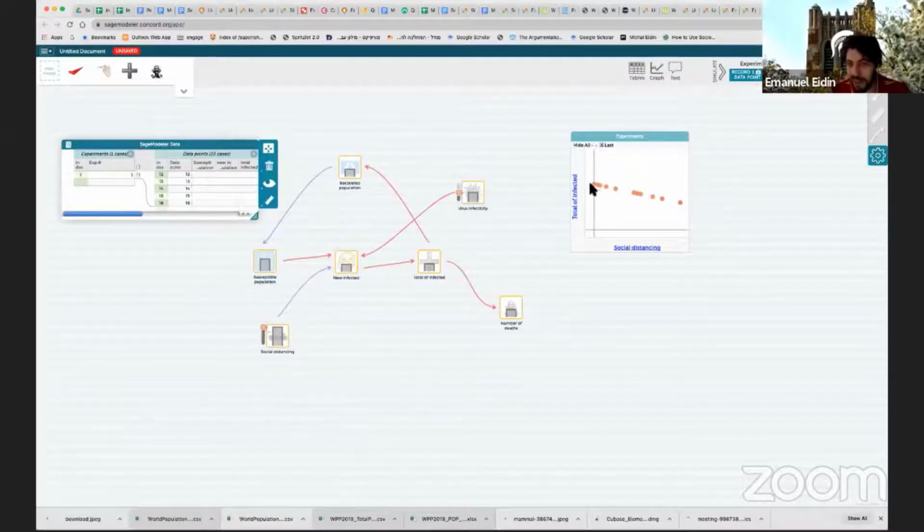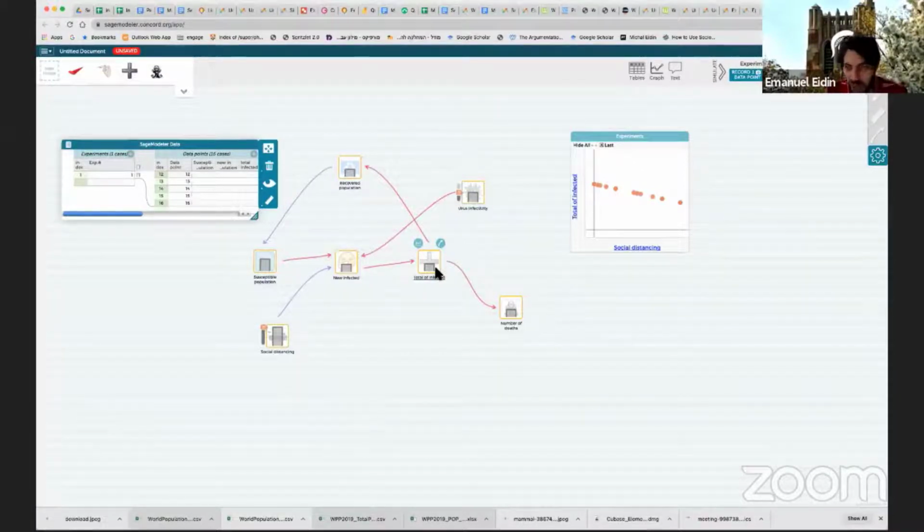Then I get this graph that shows me the relationship between the social distancing and the number of total infected people in my population. So I can show the relationship between two distant variables, which gets at systems thinking: from the relationships between pairs of variables, I have an emergent property, an emergent behavior of my system.